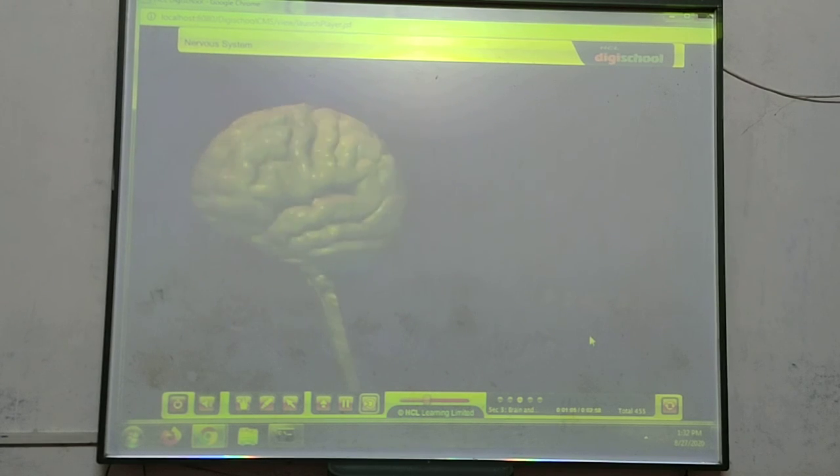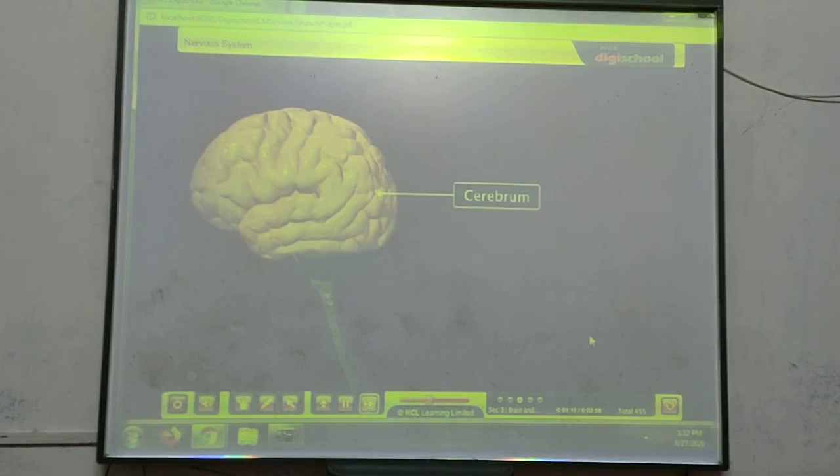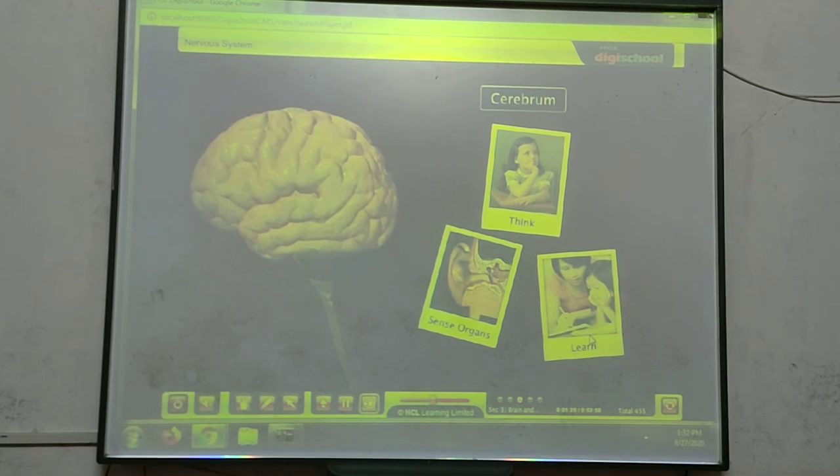The brain is made up of 3 parts. The largest part is the cerebrum. It helps you to learn, remember, and think. It also controls the functions of the sense organs.